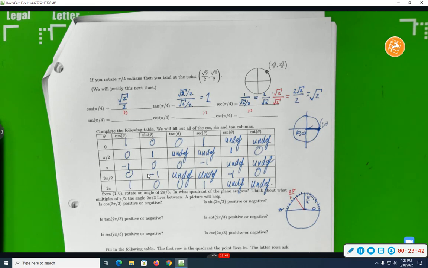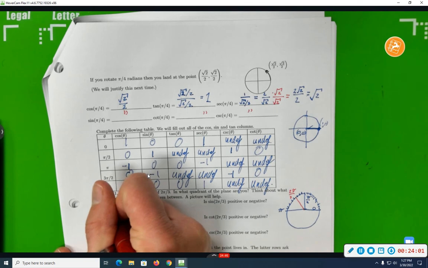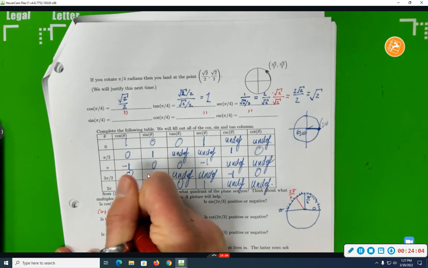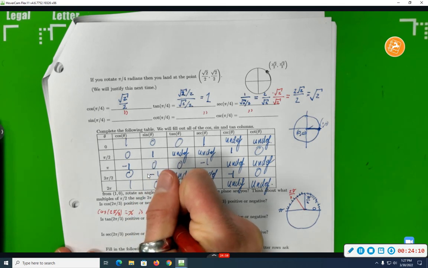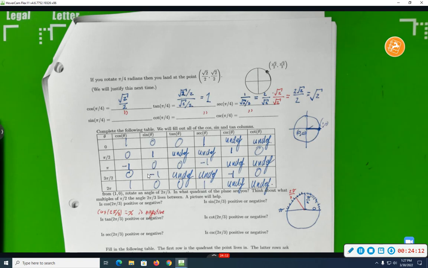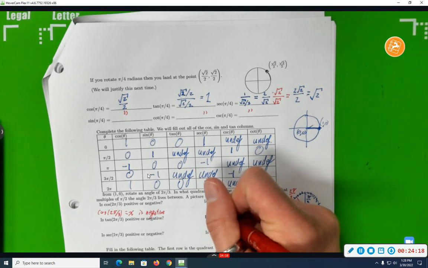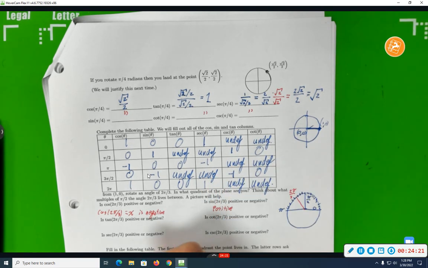Let's just remember what the name of that quadrant is. Quadrant 1, quadrant 2, quadrant 3, quadrant 4? Quadrant 2. So in quadrant 2, while I'm looking at that picture, is the x-coordinate positive or negative? Negative. So that means that the cosine of 2 pi over 3, that's the x-coordinate, is negative. What about the sine of 2 pi over 3? Positive or negative? What about tangent?